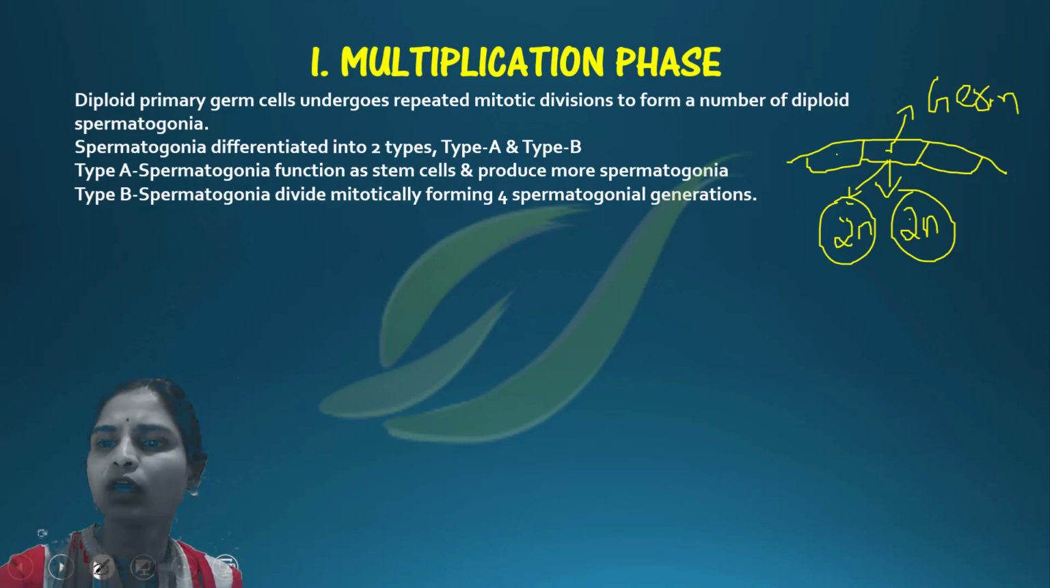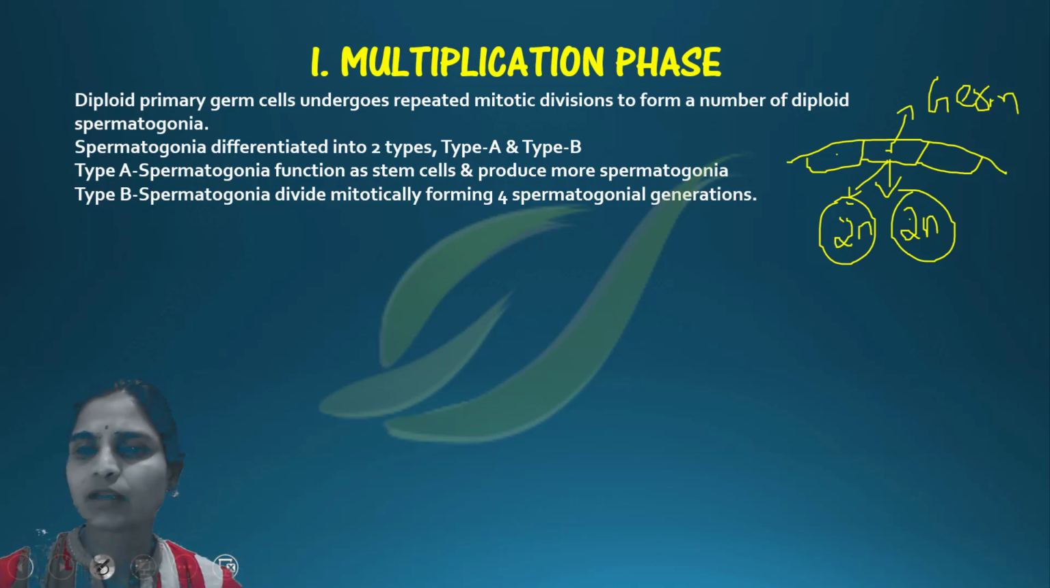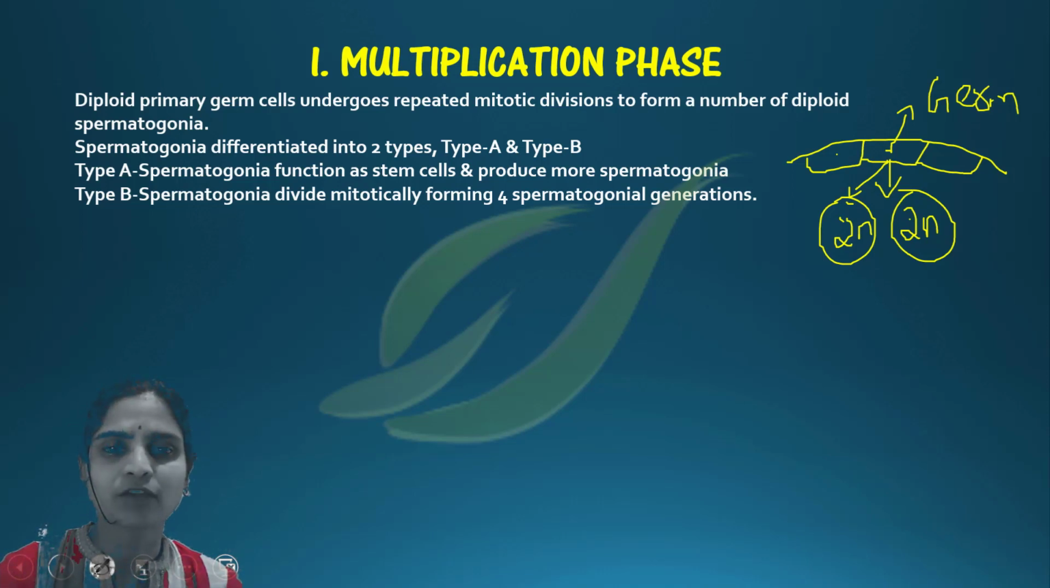Throughout our body we have the diploid number of chromosomes, that is 46 chromosomes. In the same way, the germinal epithelium initially has 46 chromosomes. When it undergoes mitosis division, it also produces cells with 46 chromosomes.